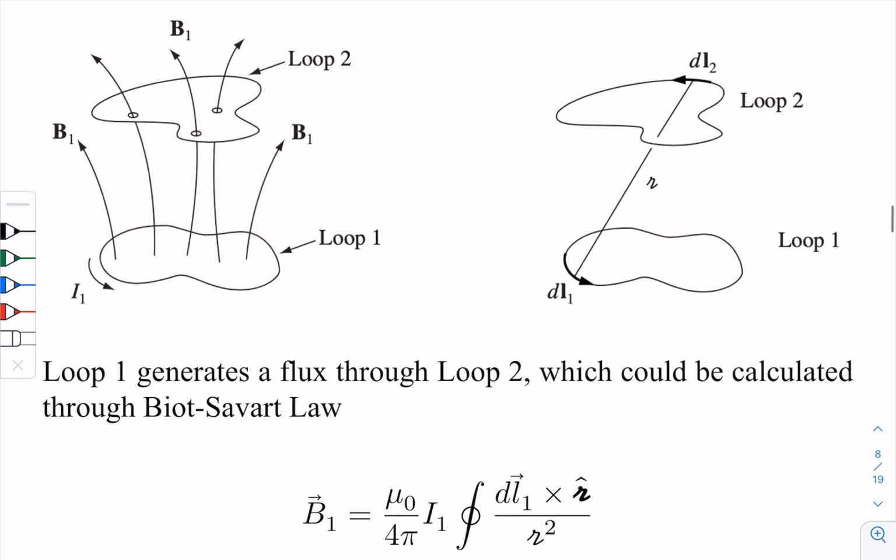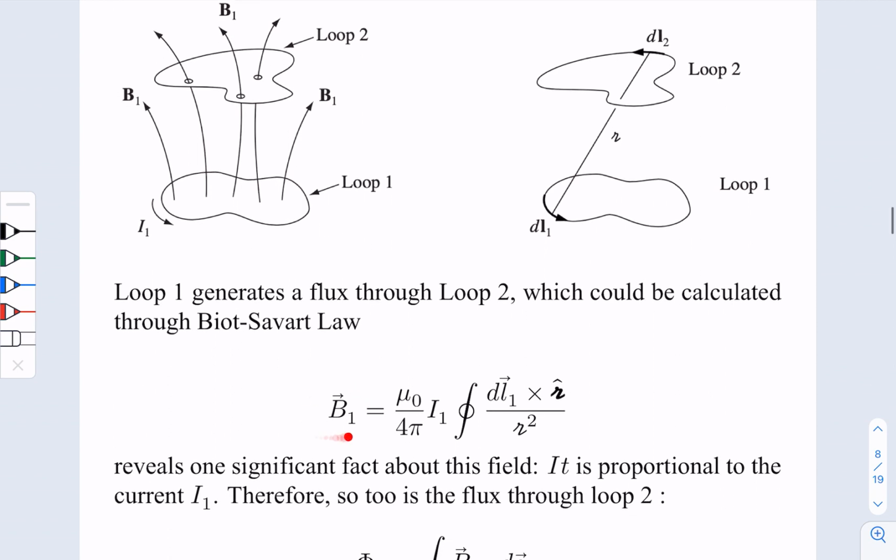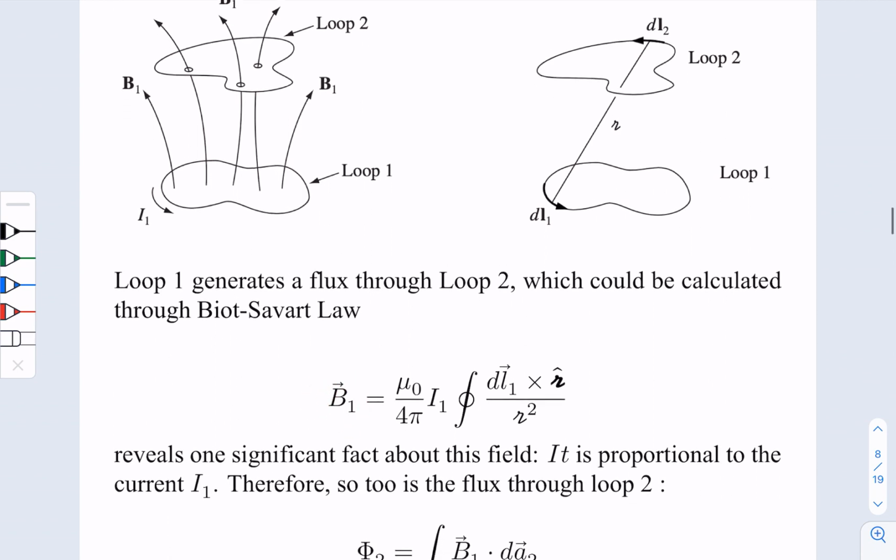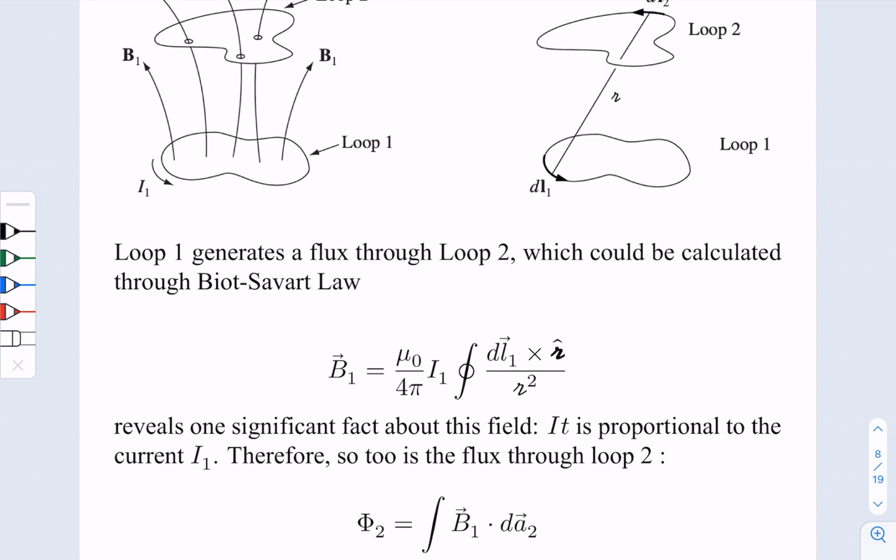So here we can exactly calculate the magnetic field produced by loop 1 using the Biot-Savart law, even though it's typically a complicated calculation. But in principle, we can get the flux passing through loop 2 by calculating B1 produced by loop 1, and then do a surface integral. So the flux phi 2, if you plug in this B1, is proportional to the current.